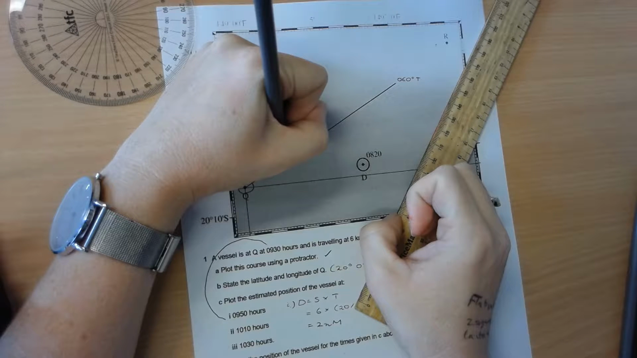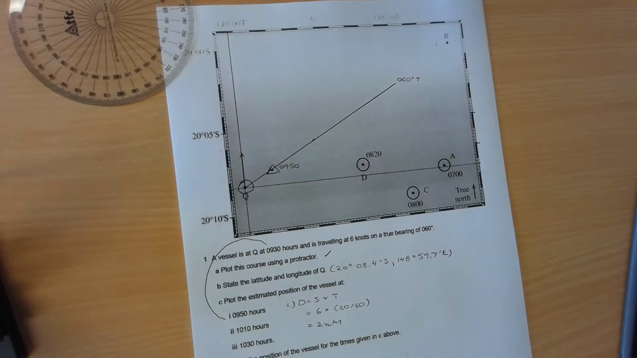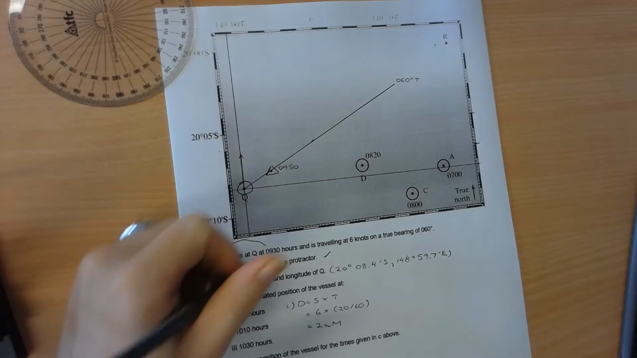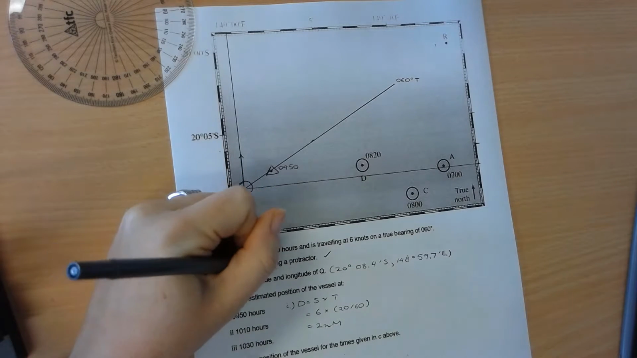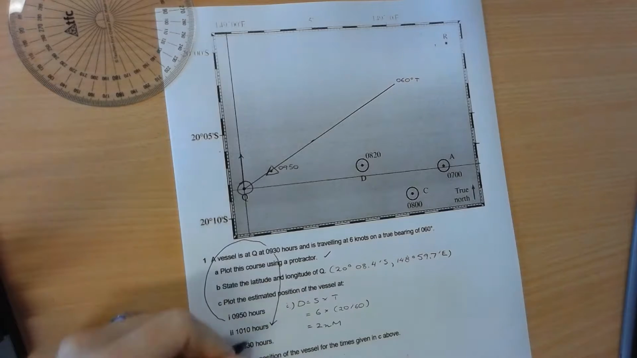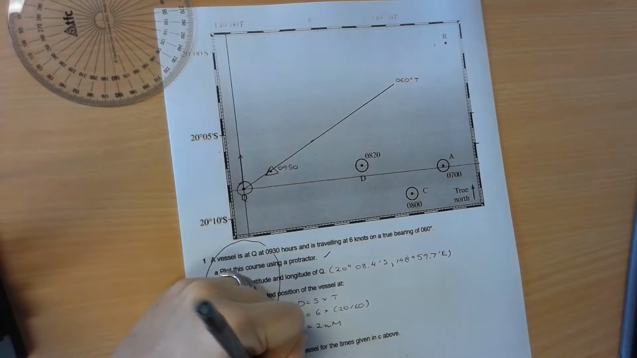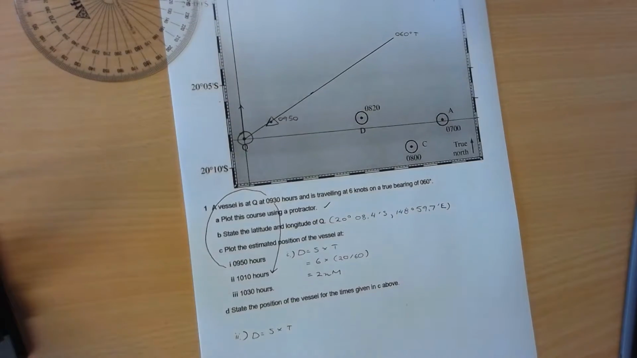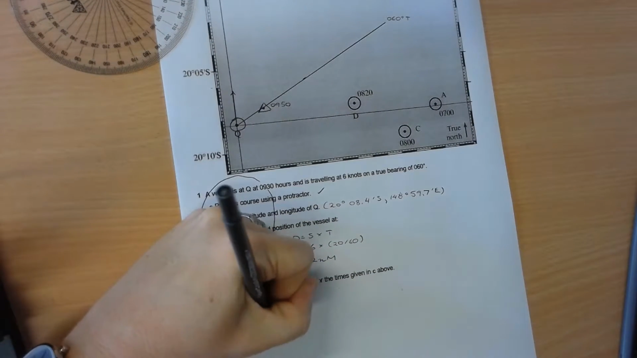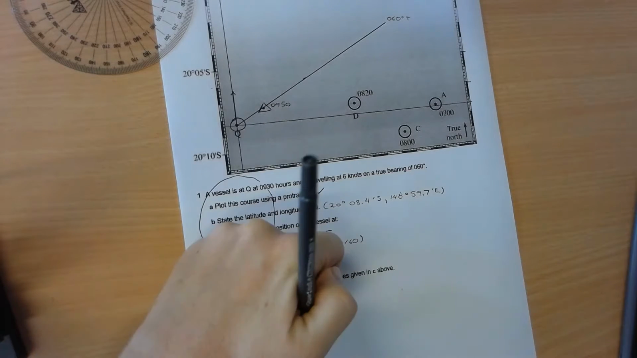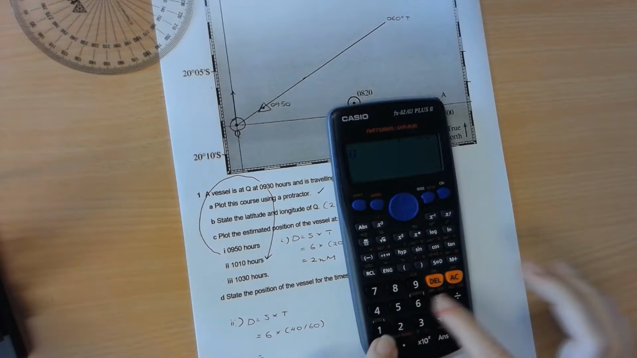Then I'm going to do the exact same thing. Now from 9:30 to 9:50 is 20 minutes. So now I'm going to go back to the beginning and measure from this point. From 9:30 to 10:10, there's actually 40 minutes that have passed. So we would do distance equals speed times time. I'll put the working up here so you can see it a bit better. Equals 6 times, in this case, 40 minutes have passed. And if I put that into my calculator, 6 times 40 over 60, the answer is 4 nautical miles.